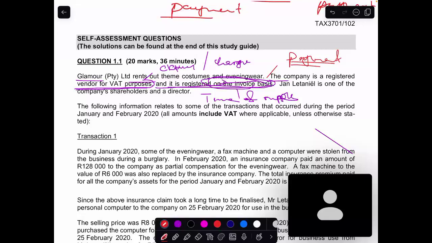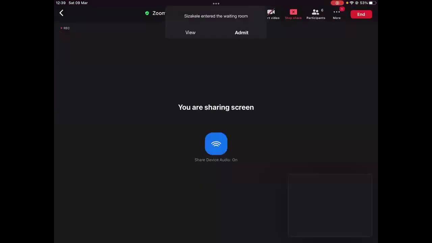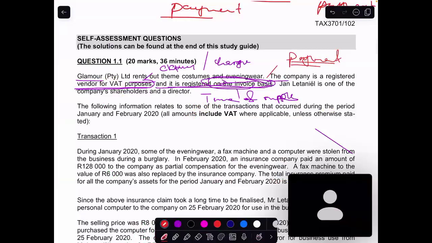Revisit that part where we covered this, in case you get a question on invoice basis and payment basis, or a question requiring you to explain their meaning. It talks to time of supply. The following information relates to some of the transactions that occurred during the period January and February 2022.